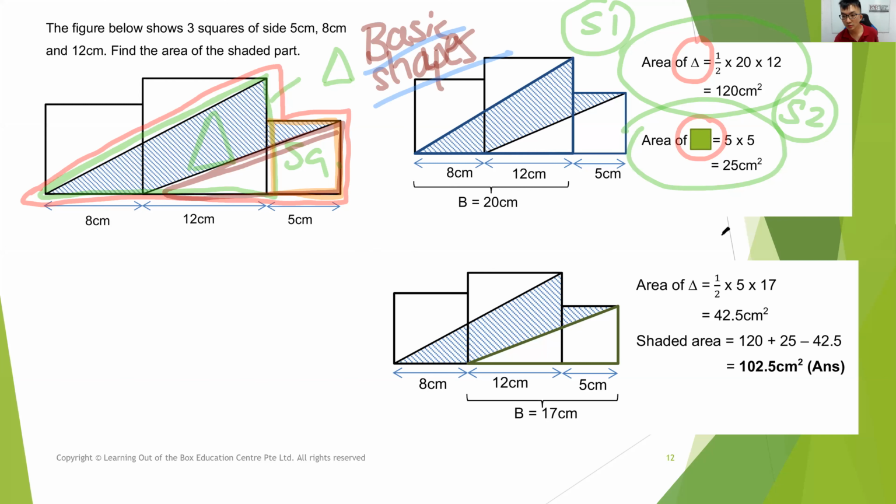Okay? So again, minus of another basic shape, which is your step 3. Then you add together and you minus off. So this is what it is. Okay? Type in basic shapes if you understand how to solve this. Okay, awesome, very good.